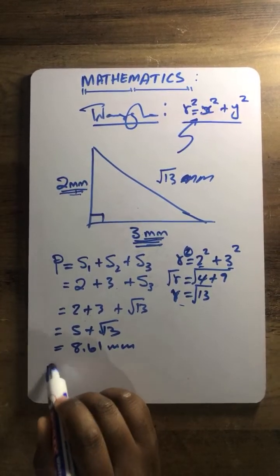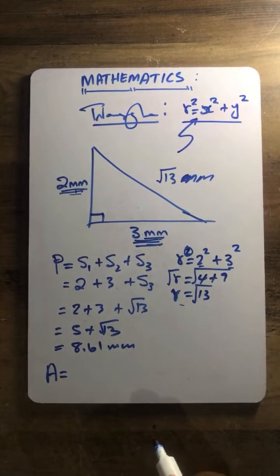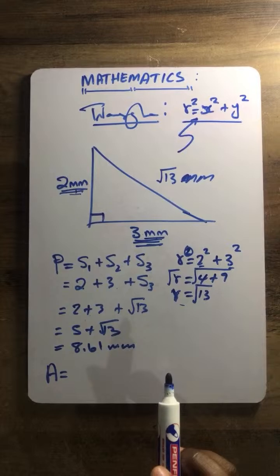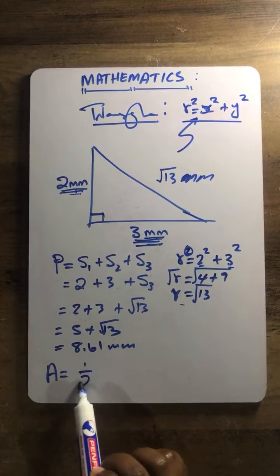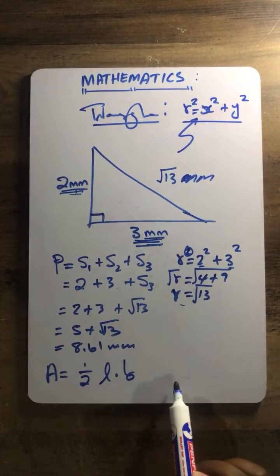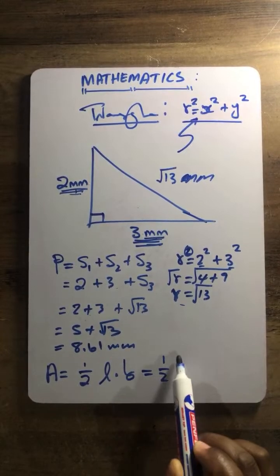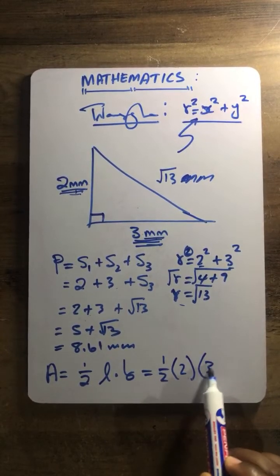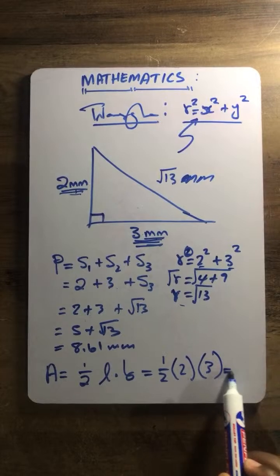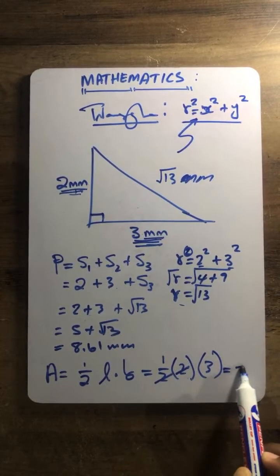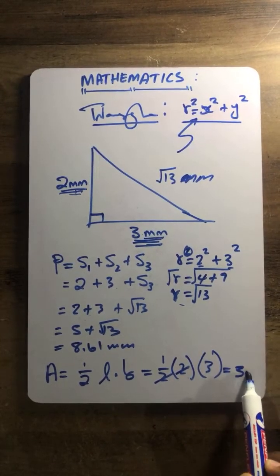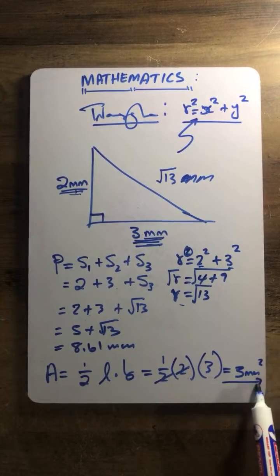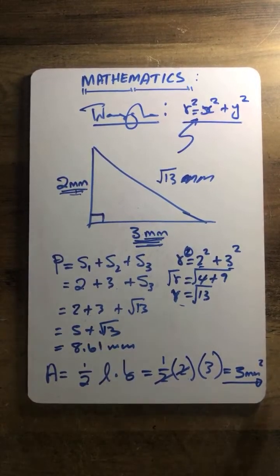So now, when it comes to the area, obviously, we know that the area of a triangle is half length times breadth, which means we are having half of 2 and 3, which means that will cancel with that, and then we end up having 3 millimeter squared. So that means the area for that triangle is that.